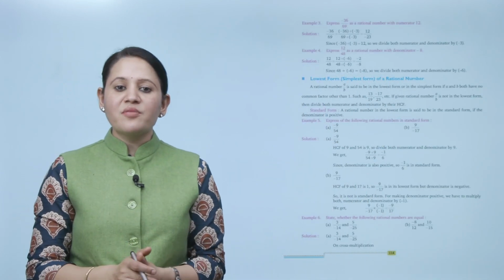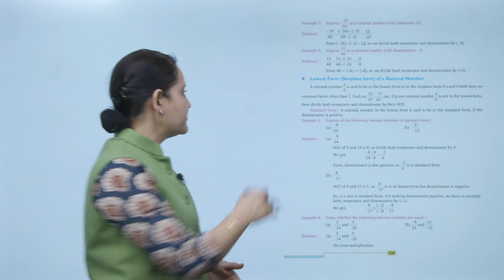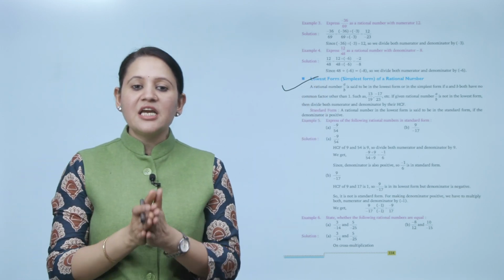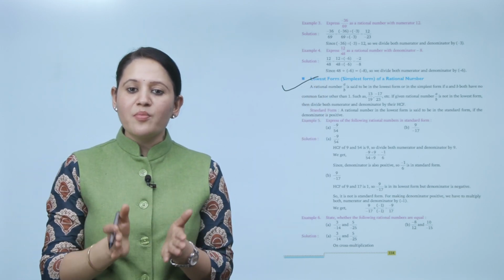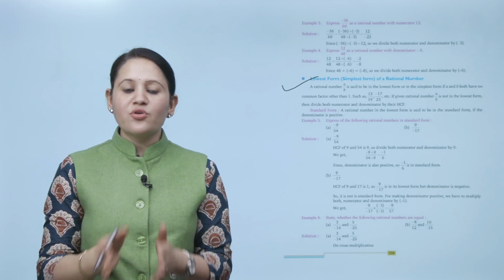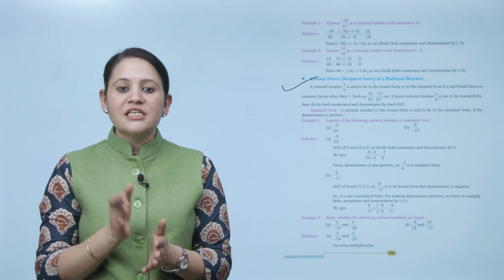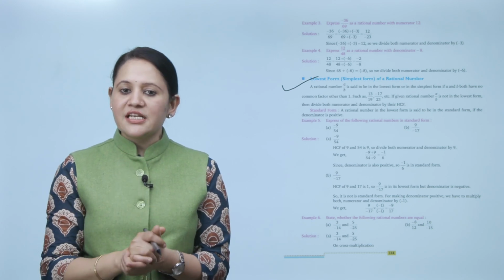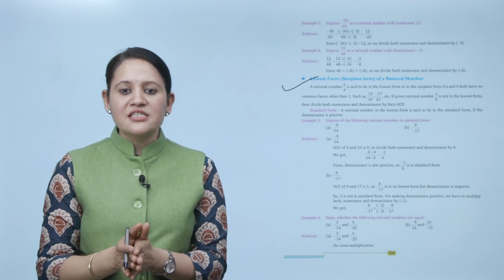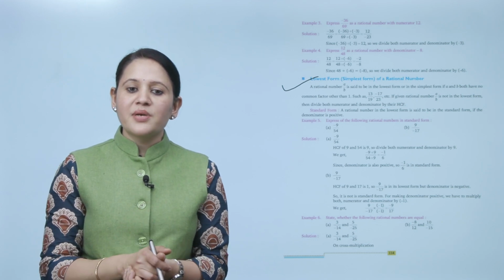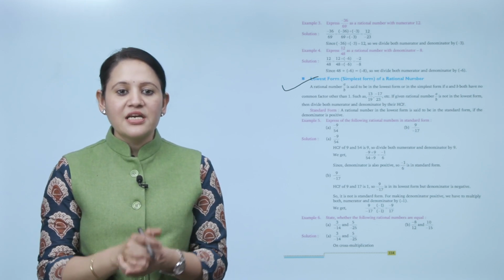Next is lowest form, simplest form of a rational number. A rational number a upon b is said to be in the lowest form or in the simplest form if a and b both have no common factor other than 1, such as 13 upon 19, minus 17 upon 23, etc. If the given rational number a upon b is not in the lowest form, then divide both numerator and denominator by their HCF.